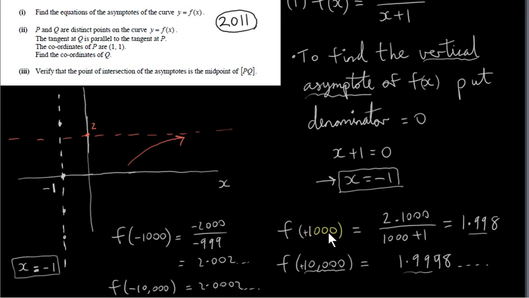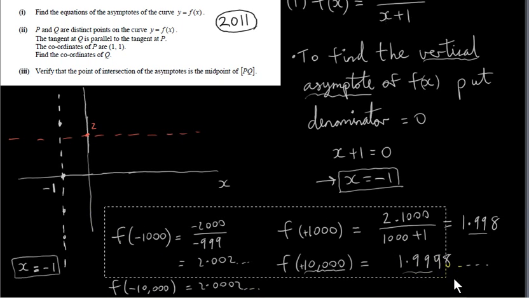You see, for x equals plus 1000, we have 1.998. That's a value that's less than 2. For x equals plus 10,000, we would have a value that's even closer to 2, but less than 2. It's 1.9998. So that's what's happening to the curve here. It's approaching y equals 2 from below. And on the other side, we're approaching y equals 2 from above. So f of minus 1000 is 2.002. It's slightly greater than 2. So we're actually approaching 2 from above for the other section. Now, in general, when you do this question, you won't bother working out these values. We will do it more formally. We'll actually calculate a limit.